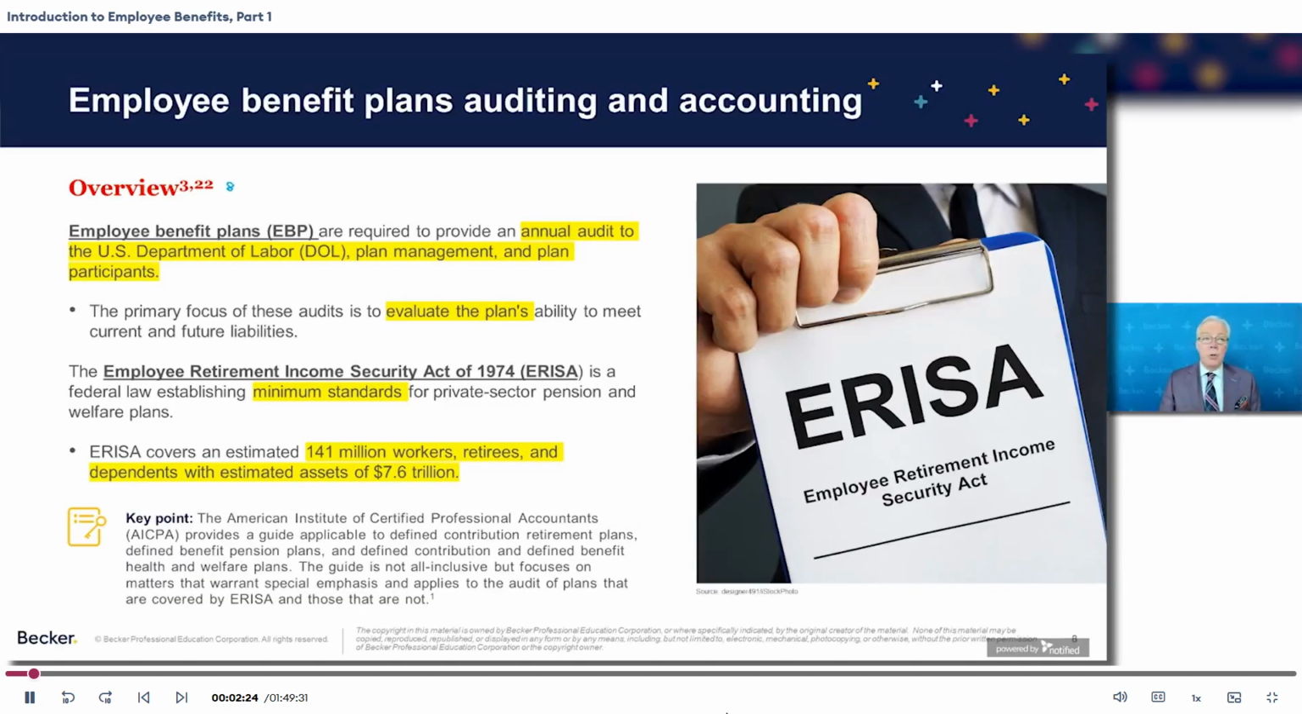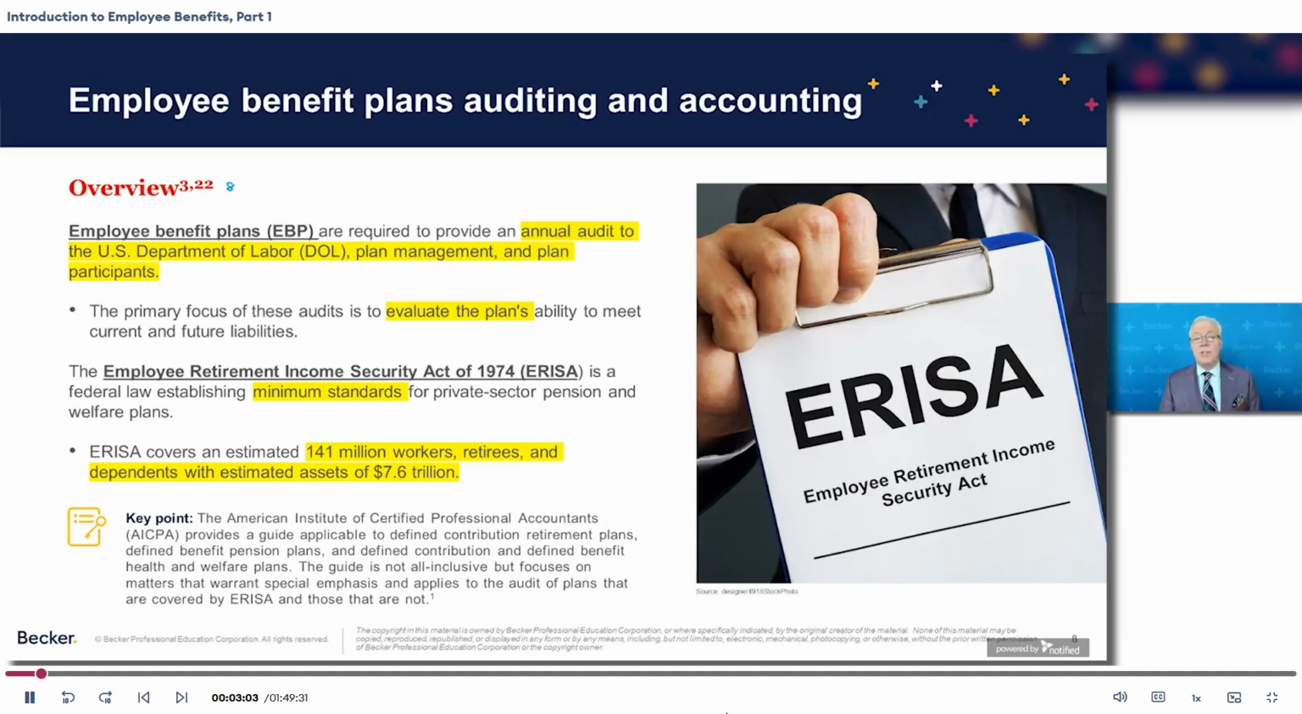Well, there's an overview. Employee benefit plans are required to provide an annual audit both to the Department of Labor, plan management, and the plan participants. Everyone wants to know what's going on. The government wants to know. Management wants to make sure that this is okay. And of course, you as a participant in the plan want to make sure it's there and it's in good shape. Obviously, its primary purpose is to evaluate the plan's ability to meet its liabilities. In fact, when you have underfunded plans, the concern is ultimately, will this plan be in existence and be able to give me that pension that I was planning on?